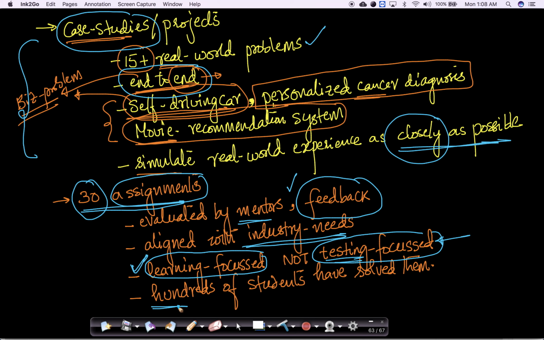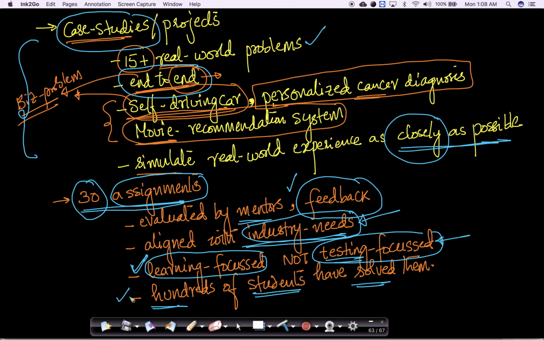Again, some of our students wondered if these assignments are extremely hard. No, but they're not trivial. Because if we made them trivial, they wouldn't be aligned with the industry needs. We made them just right so that our students can solve them with our mentorship, with our content, with our guidance, but they're not trivial and they're not impossible. Hundreds of our students have solved them. So you need not worry about the hardness or the impossibility of these assignments.